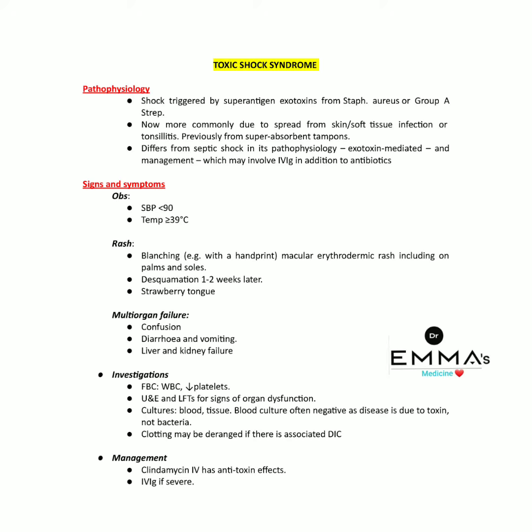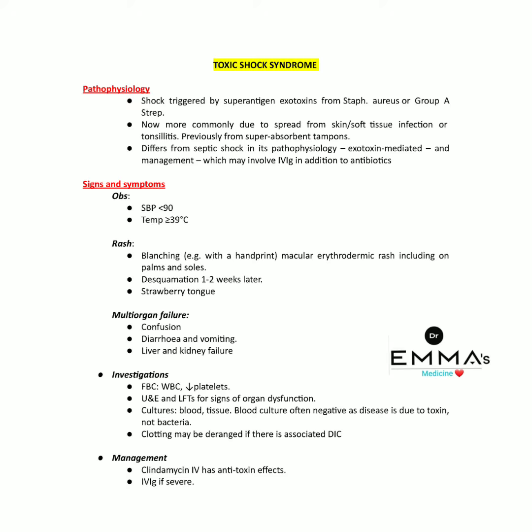Now about signs and symptoms. In toxic shock syndrome the patient may present with systemic blood pressure less than 90 and temperature more than 39 degrees Celsius, that is high fever and hypotension. There is a blanching rash, for example with a handprint. A macular erythrodermic rash, including on the palms and soles.